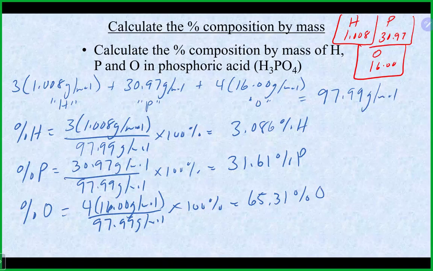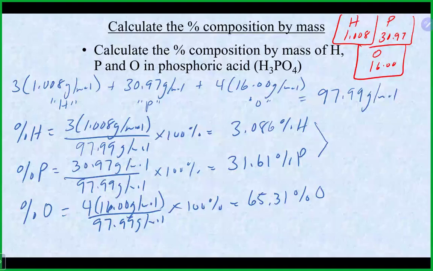So hopefully I did better this time with my calculator than I did last time. There we go. And if we add it up, we're about 100%, which is good. We also, obviously, could have added two of those together and subtracted from 100 to get the last element the same way. Any questions on percent composition there? It's probably a little bit easier.